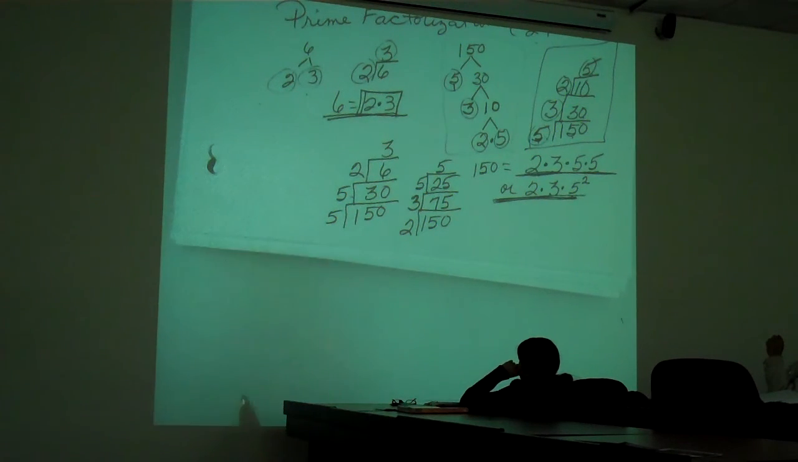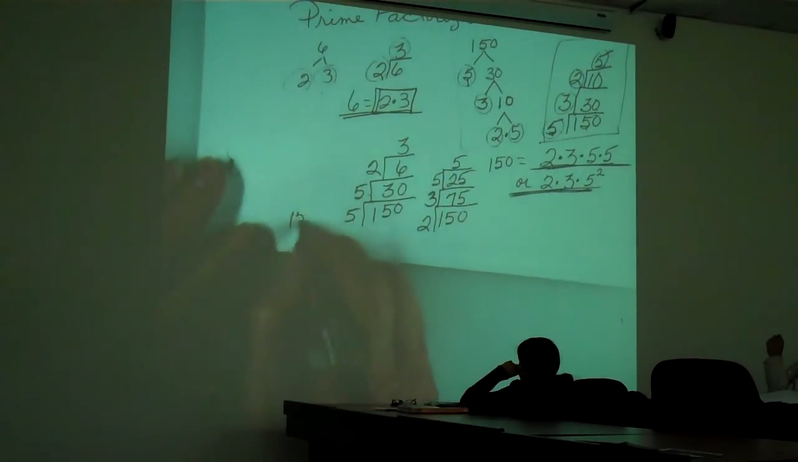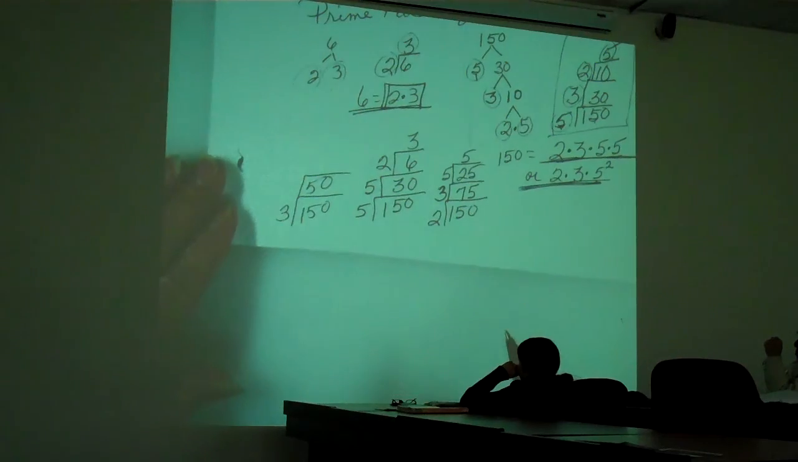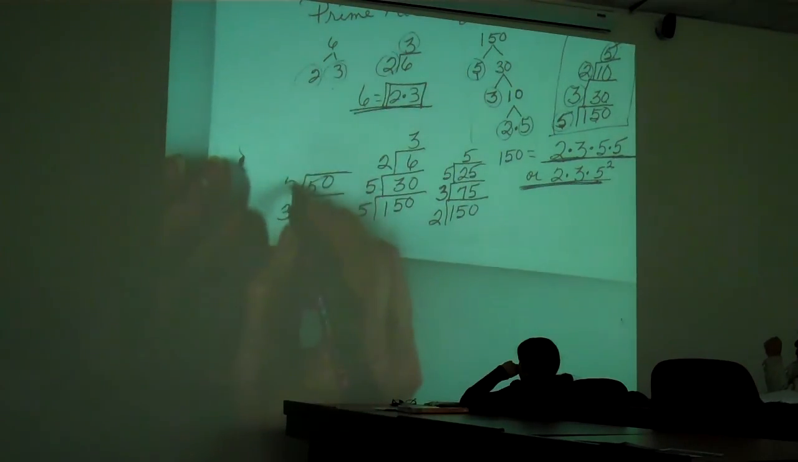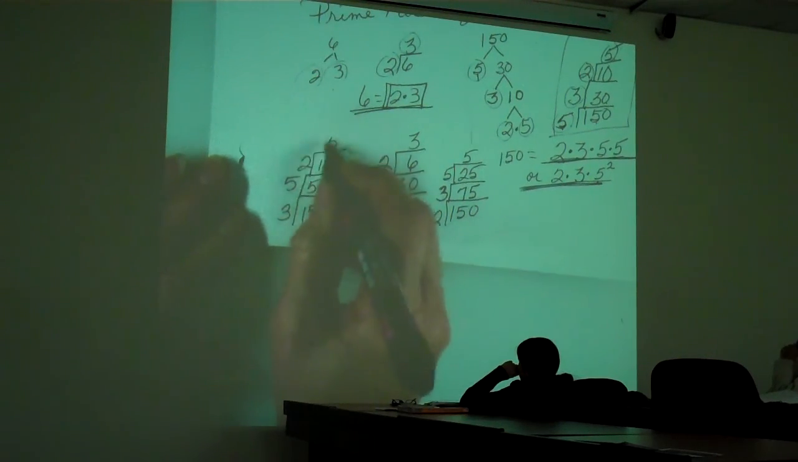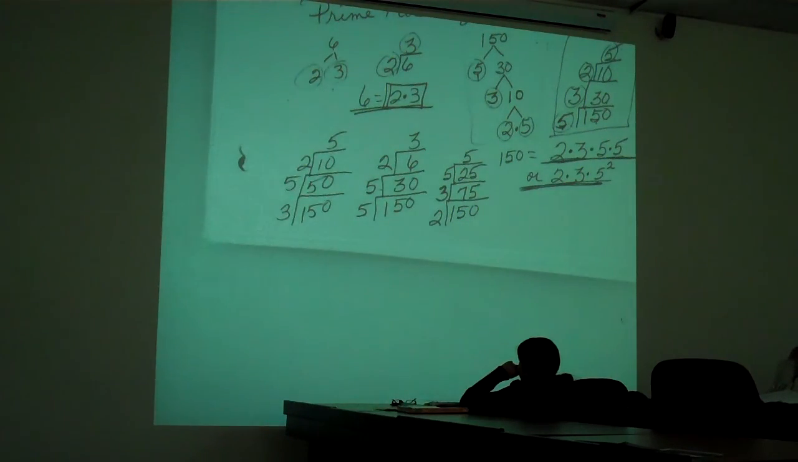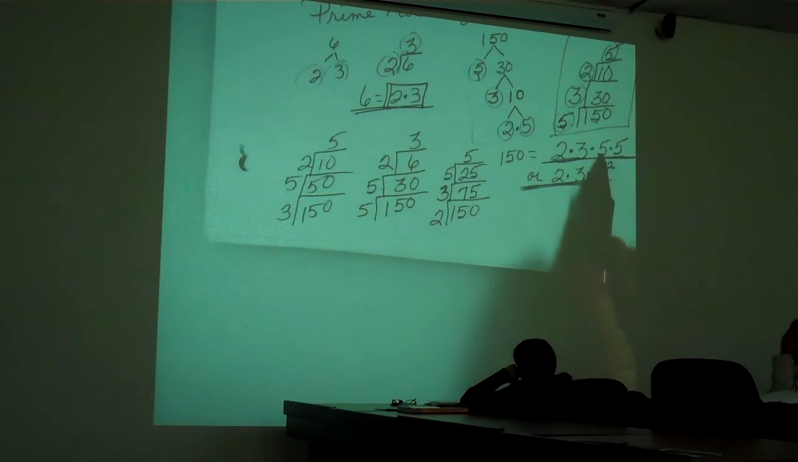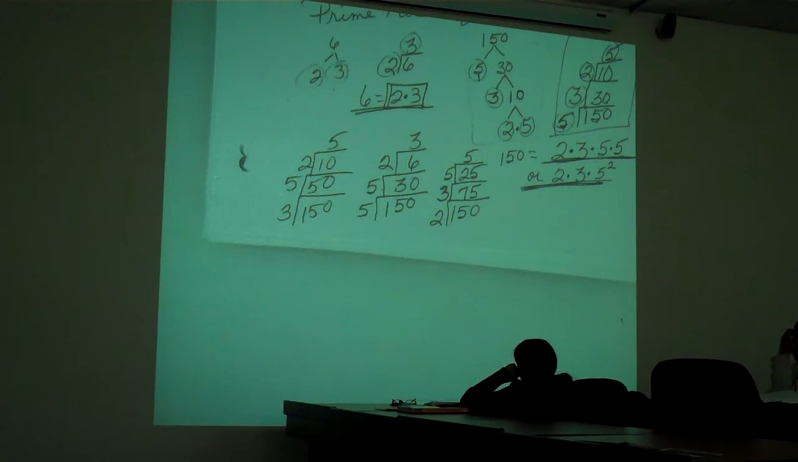See, we could have divided by 3 first. Divided by 3 is 50. Divided by 5 is 10. Divided by 2 is 5. See, there's still all those same numbers in there. If you want to check your answer, you can multiply it back. 2 times 3 is 6. 6 times 5 is 30. 30 times 5 is 150. It'll multiply back. That way you can check your answer.